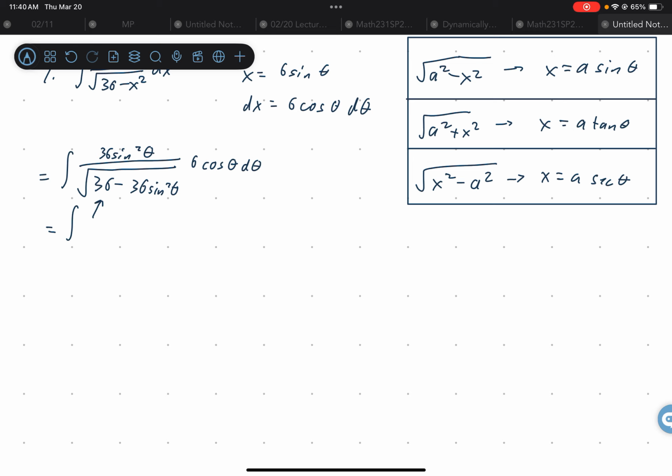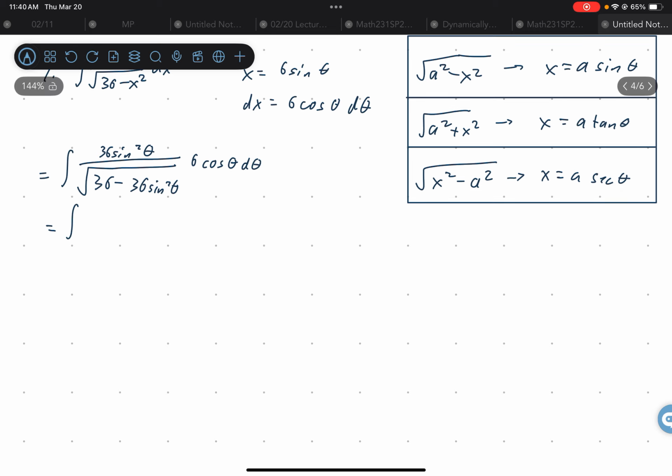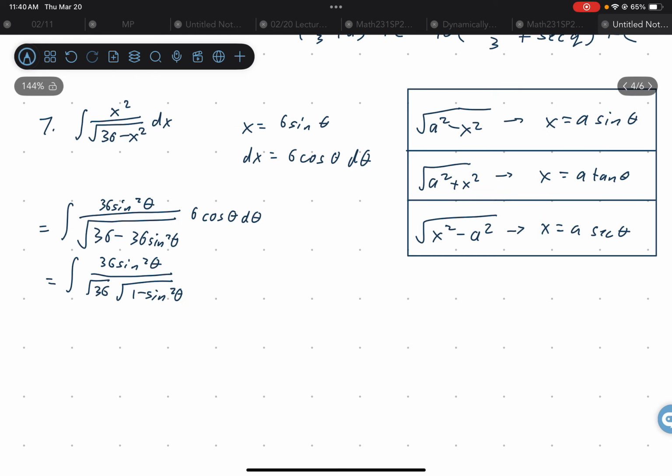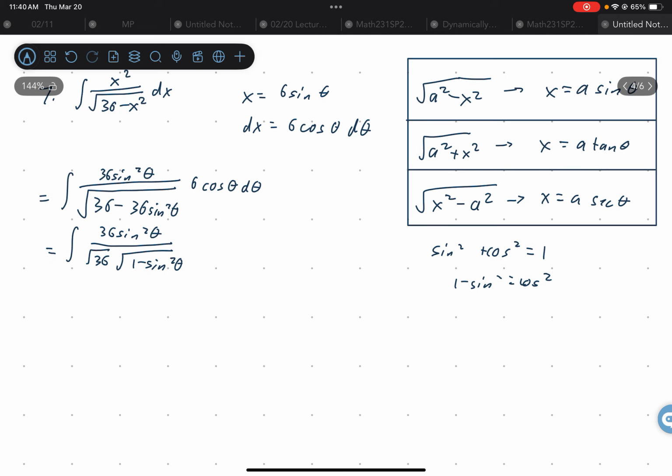If you've done it correctly up to this point, then this denominator will be really simple to simplify. Here's what I'm going to show you. We're going to have the square root of 36. Factor out the 36, you get 1 minus sine squared theta. And this is the trigonometric identity: sine squared plus cosine squared equals 1, so 1 minus sine squared equals cosine squared. So that's why we used sine here.